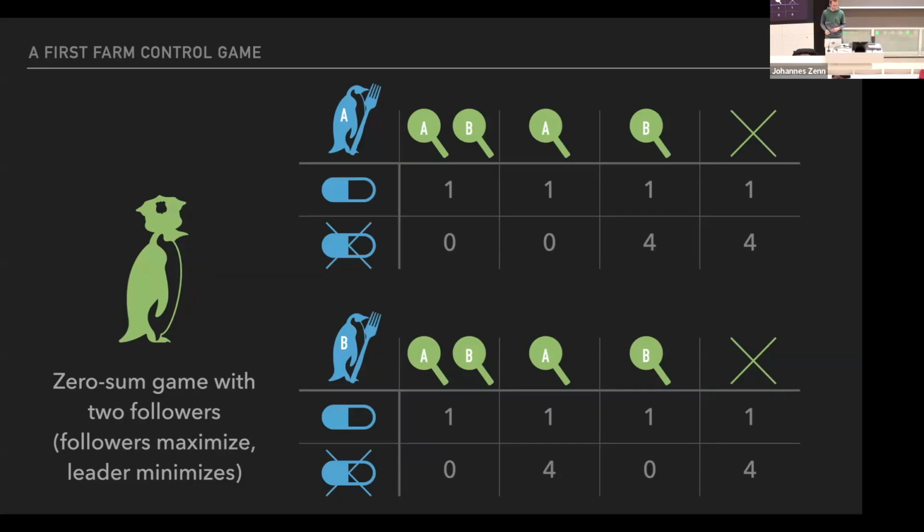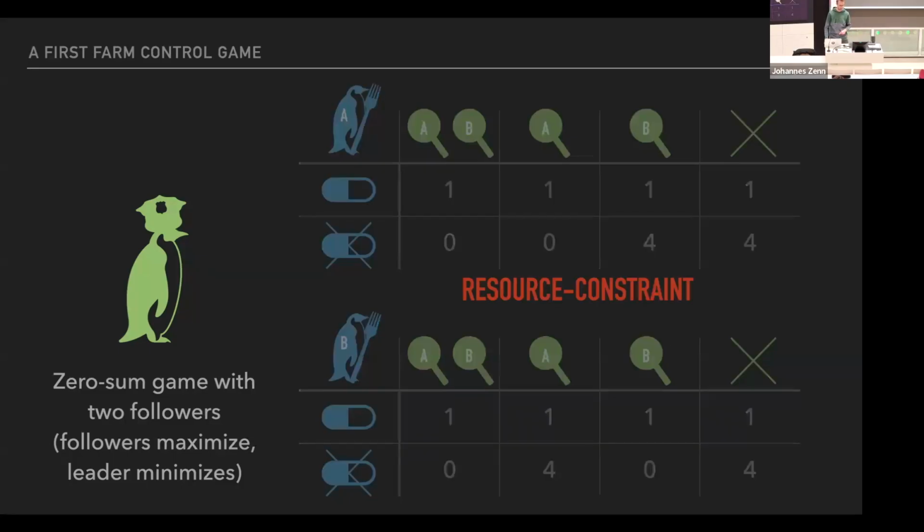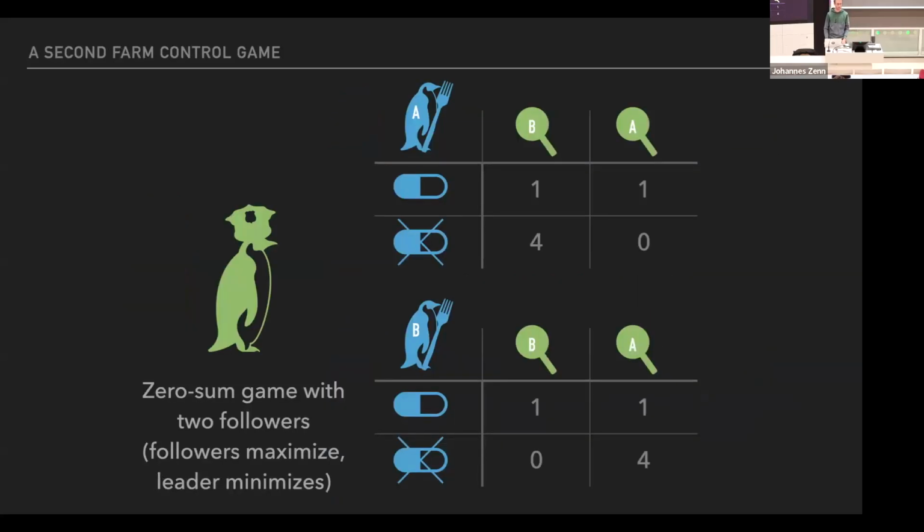Now, in this setup, it looks like there's a precise strategy, a pure strategy to be taken. So we have to make this game a bit harder to show where ambiguity helps. And what we do is we introduce a resource constraint, essentially. The resource constraint is that the leader, so the regulator, can only go to one farm. Now, the utility tables look a bit different, or essentially they're cut short.